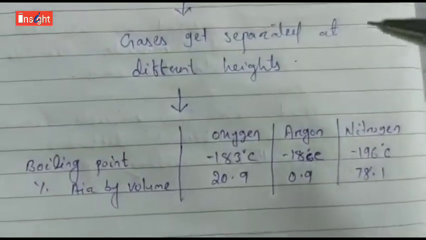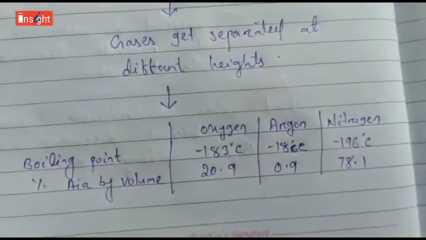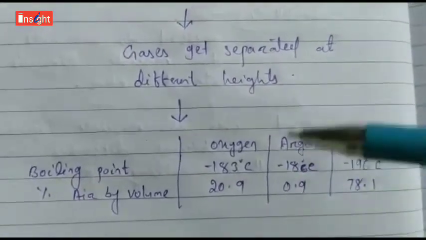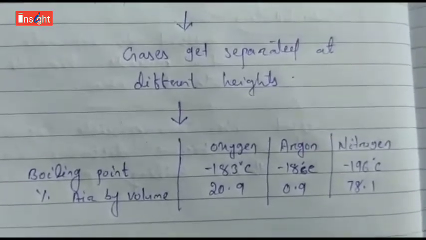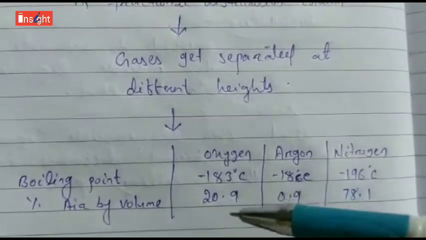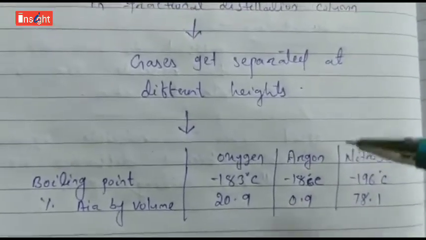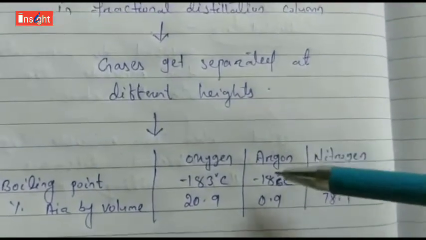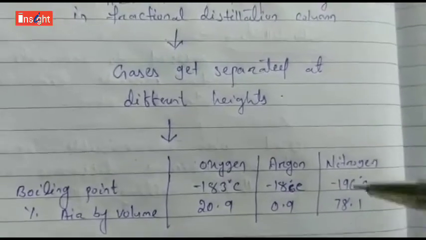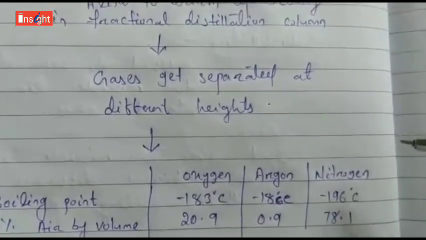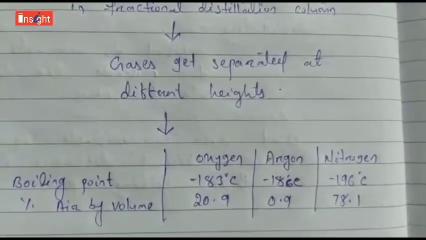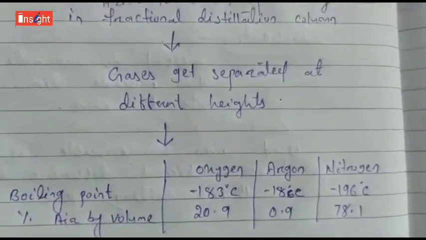For example, oxygen has a boiling point of minus 183 degrees Celsius, and by volume it is approximately 21%, actually 20.9%. Then argon, minus 186 degrees Celsius, 0.9%. Nitrogen, minus 196 degrees Celsius, and it is 78.1%, approximately 78%.